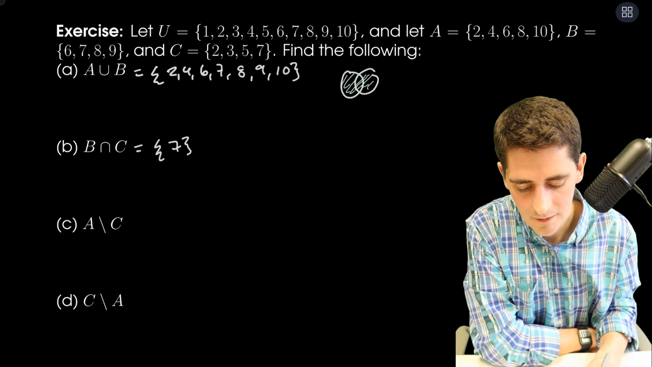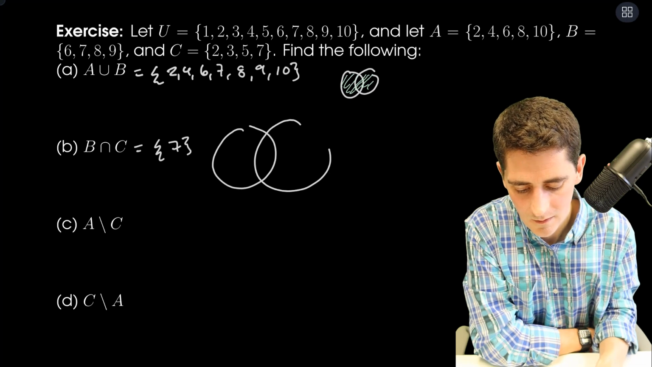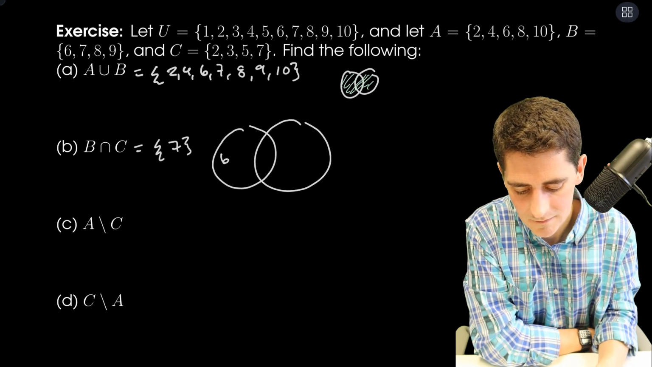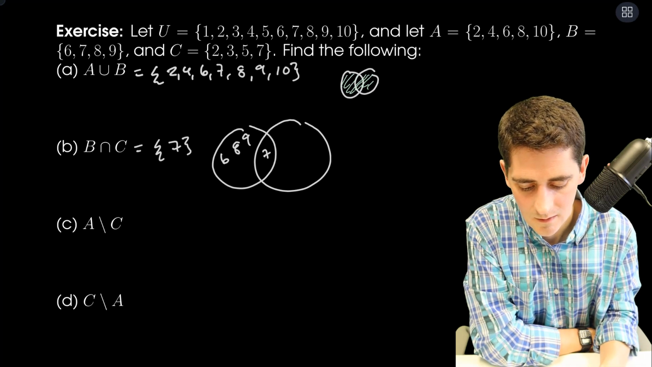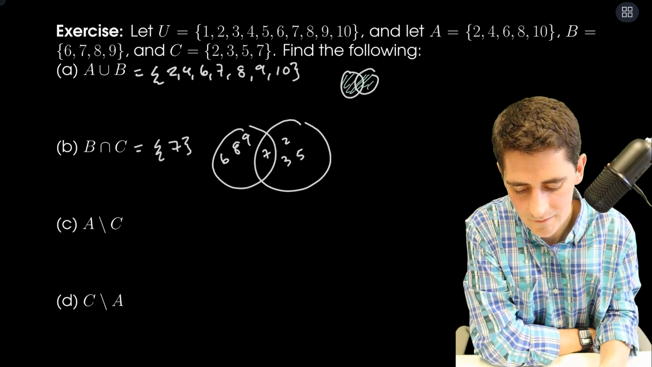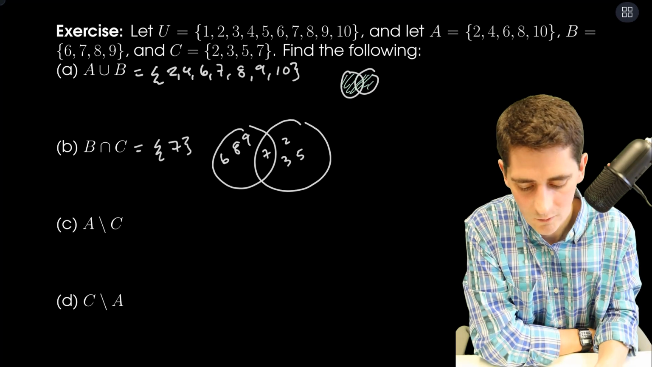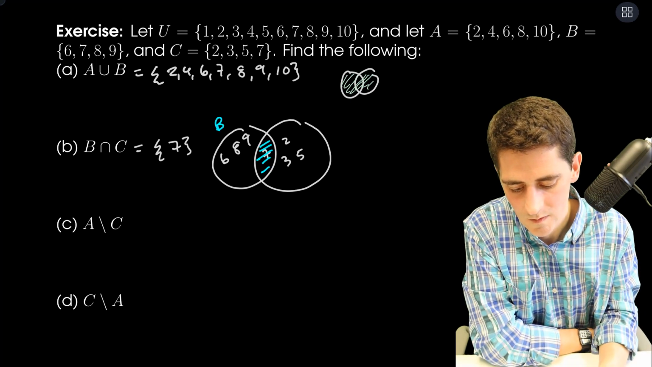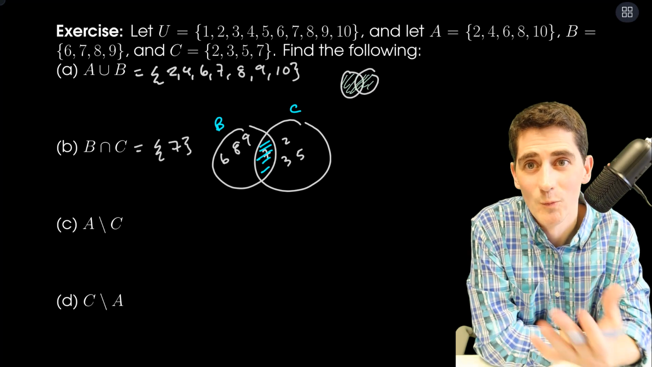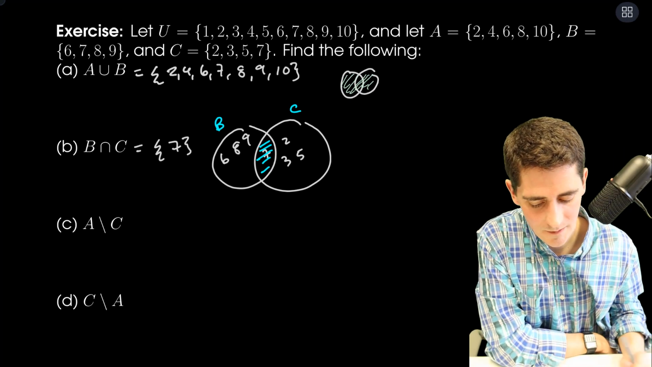All right, now I think a good way of picturing this, let's see. So we have 6, 7, 8, 9. There's set B. 2, 3, 5, 7. There's set C. The only thing that's in both was the 7. Right? So here's B and here's C. I hope that makes sense.